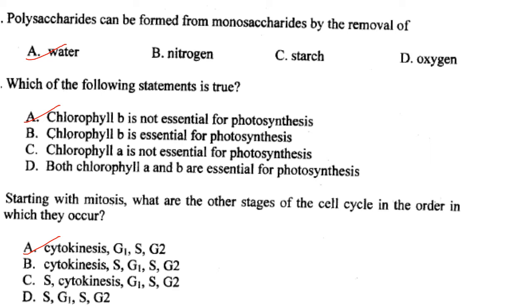Then next one. Starting with mitosis, what are the other stages of the cell cycle in the order in which they occur? So they have asked starting from mitosis. After mitosis is completed only cytokinesis follows. So the first one will be cytokinesis. Then comes the G1, S and G2 phases. So the answer will be option A.